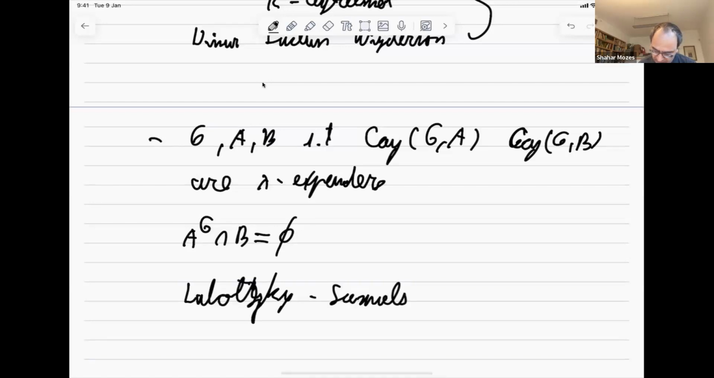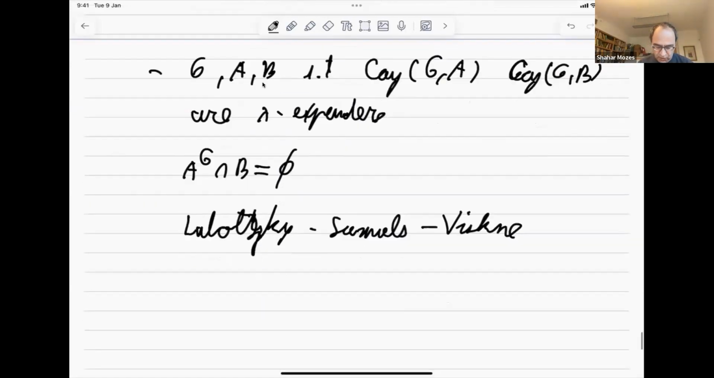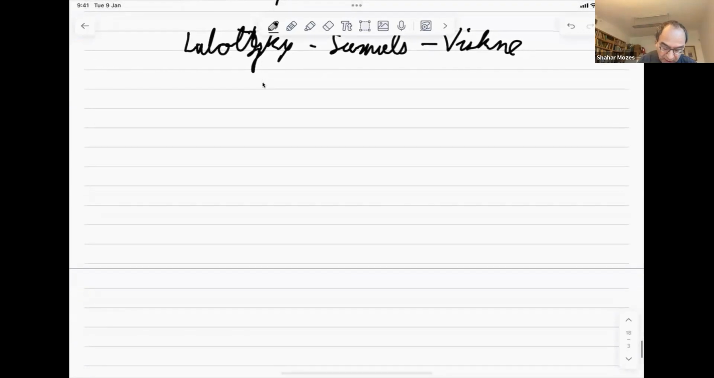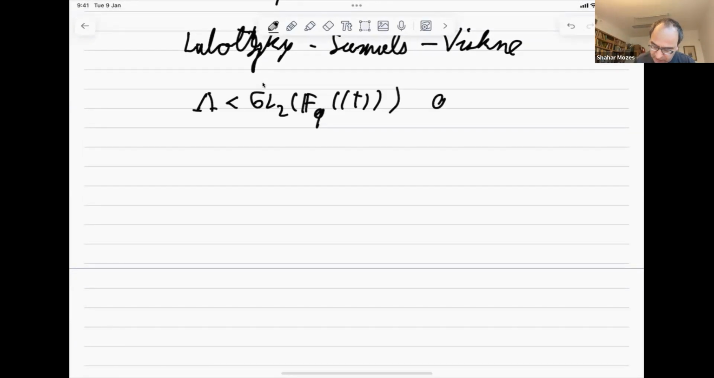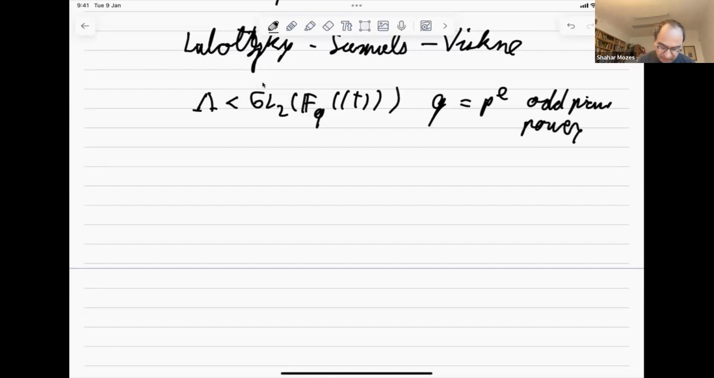Samuels, and Vishnu. And we have the following situation. What they did is construct, working with a quaternion group over F_q, an arithmetic lattice in GL2 of F_q((T)), where q is some odd prime power. And you define two subgroups, gamma 1 and gamma 2, inside lambda.